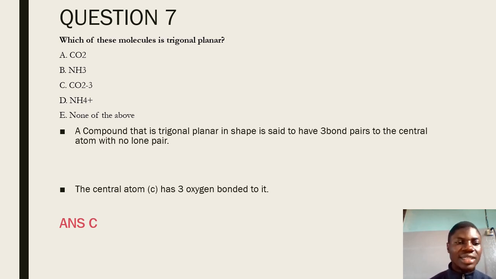C. D is the ammonium ion, wherein nitrogen is bonded to 4 hydrogen atoms, 3 hydrogen atoms covalently and 1 hydrogen dative covalently, giving us an answer of C.